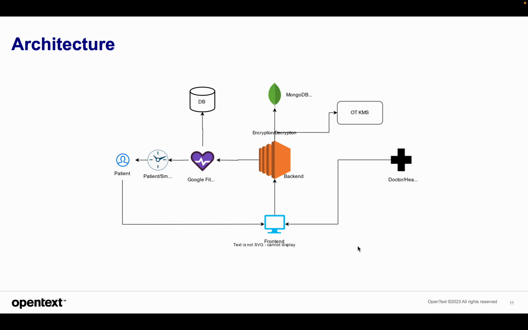So the major components of this application are the Google Fit APIs that we are using, and the Google Fit app, and there is a KMS and the backend, and there are two different types of databases, and the entities that are involved are doctors and patients. Also there is a front end. So let me explain what's happening.